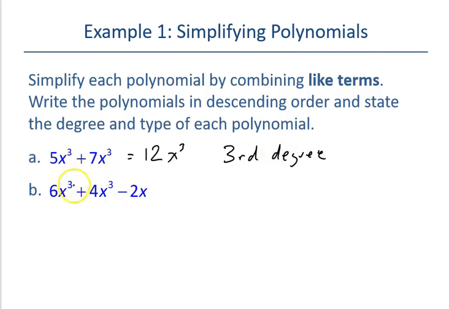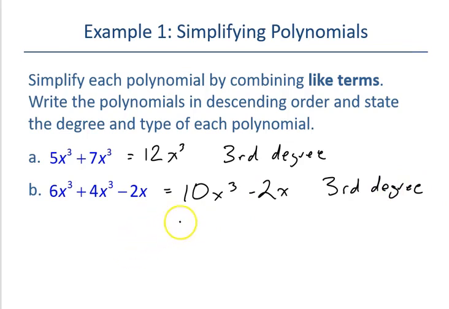Let's look at the next one. I've got 6x to the third plus 4x to the third. That's going to combine and give us 10x to the third. And then notice this minus 2x. You cannot combine that with the others, but we still have a third degree polynomial. And that's how this is all going to go.